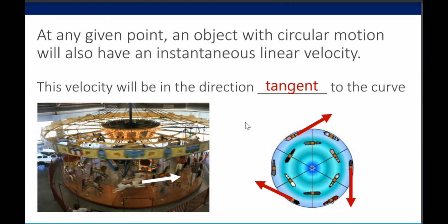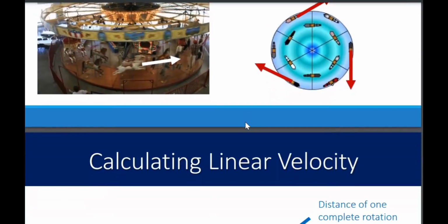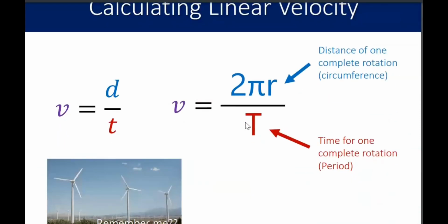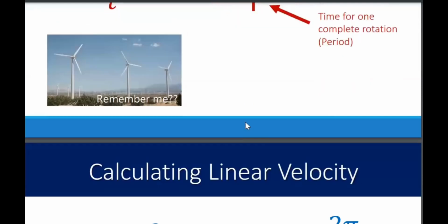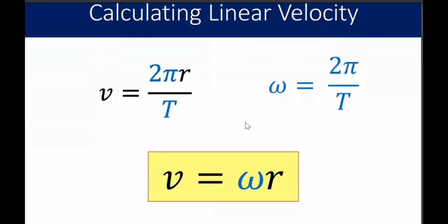So that straight velocity before it starts to turn is called the linear velocity. And that linear velocity is simply put the distance over the time, and the distance is 2 pi r over the periodic time T. Hence, if it's 2 pi r over T, and we know that 2 pi over T is omega, then our linear velocity can be linked with angular velocity, which is v equals omega r.